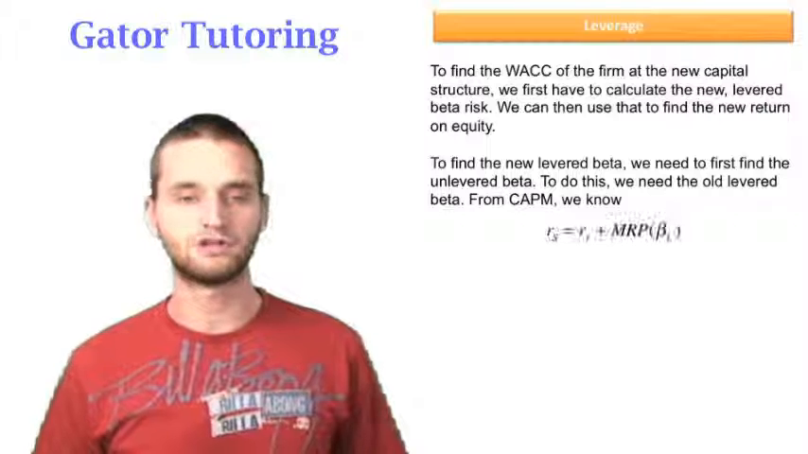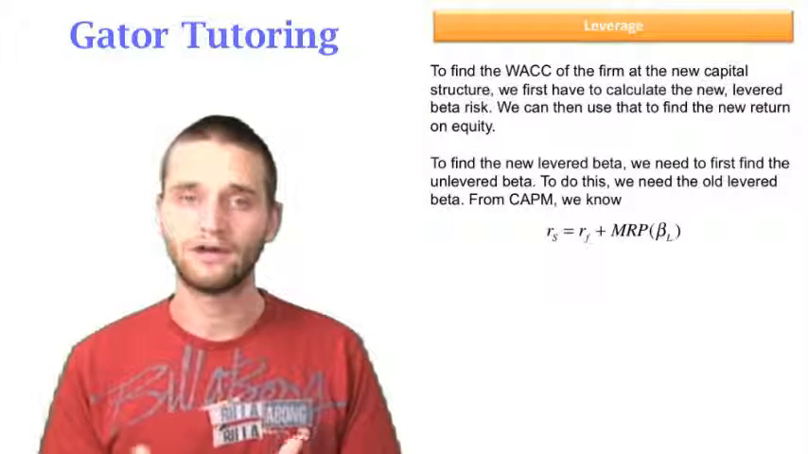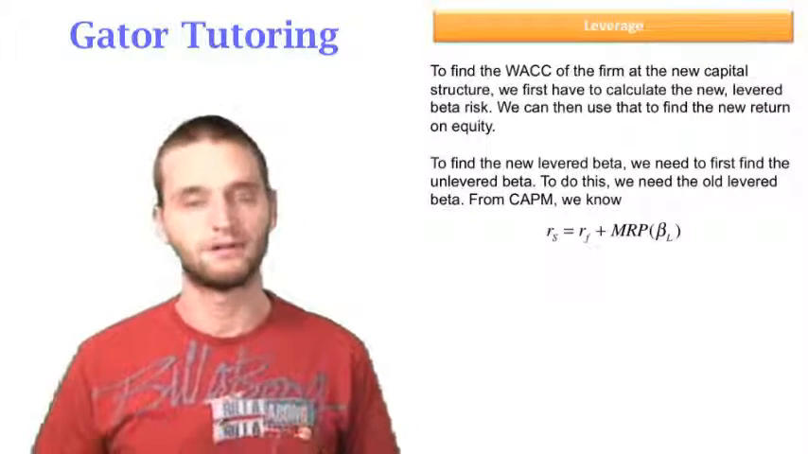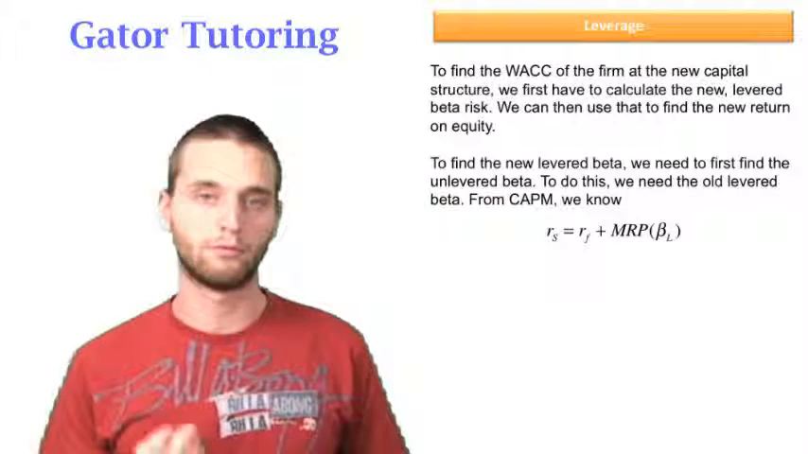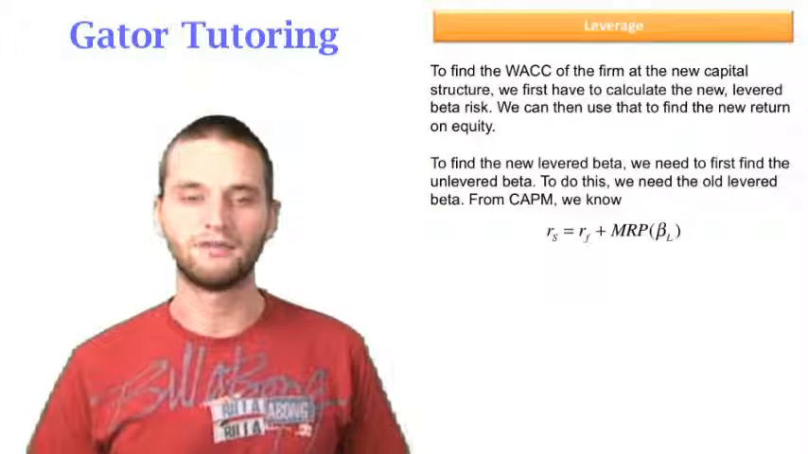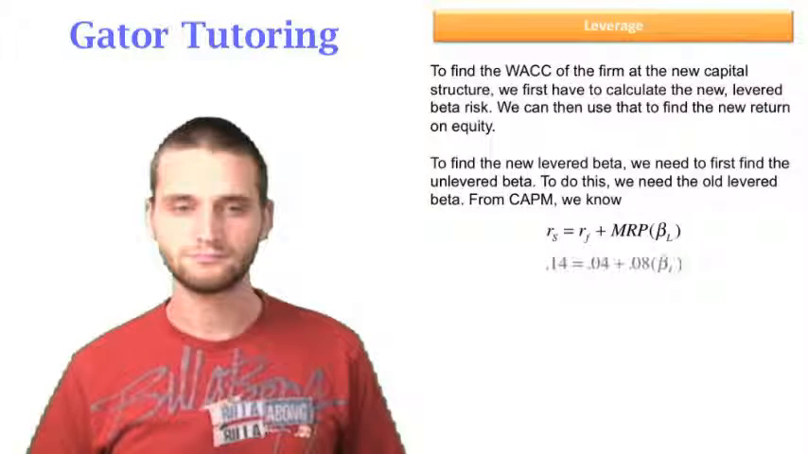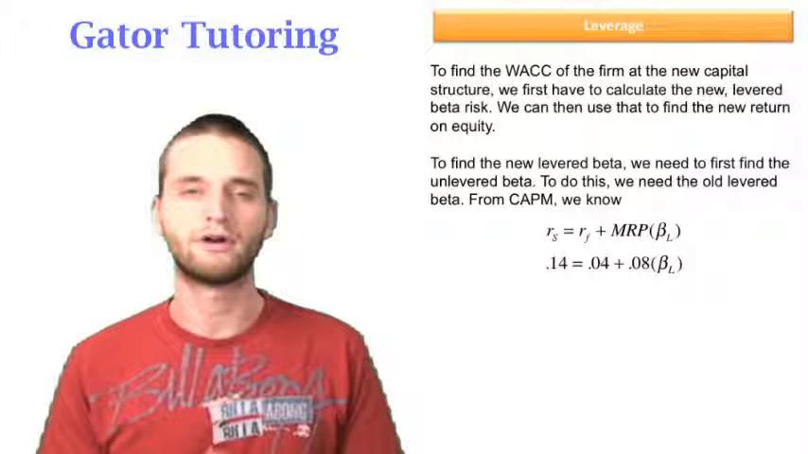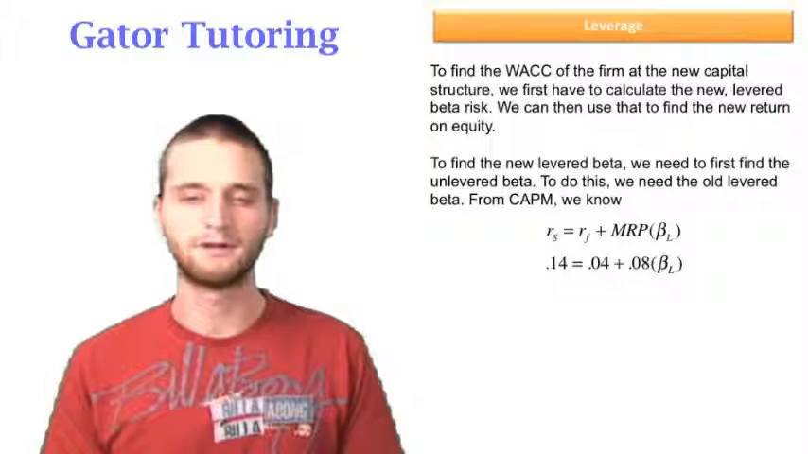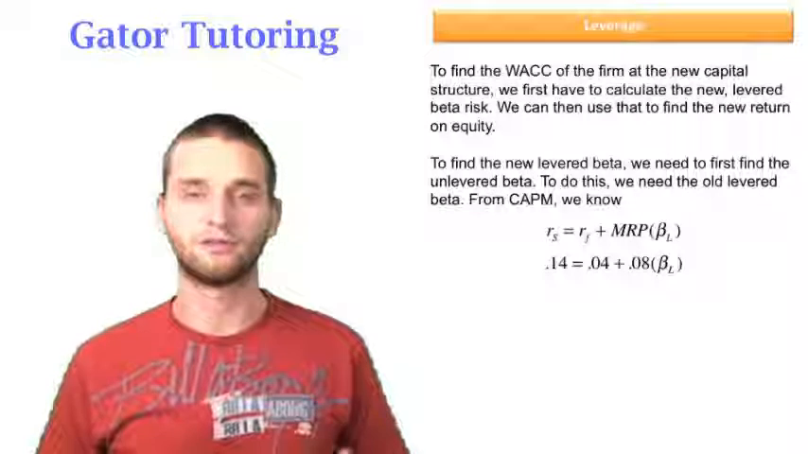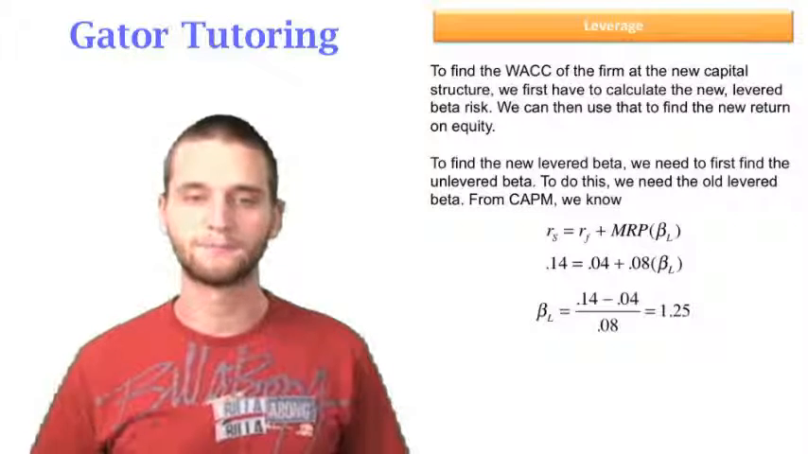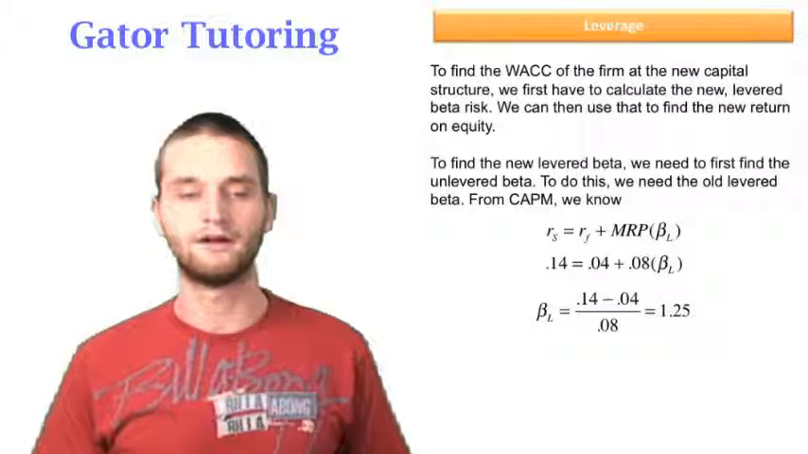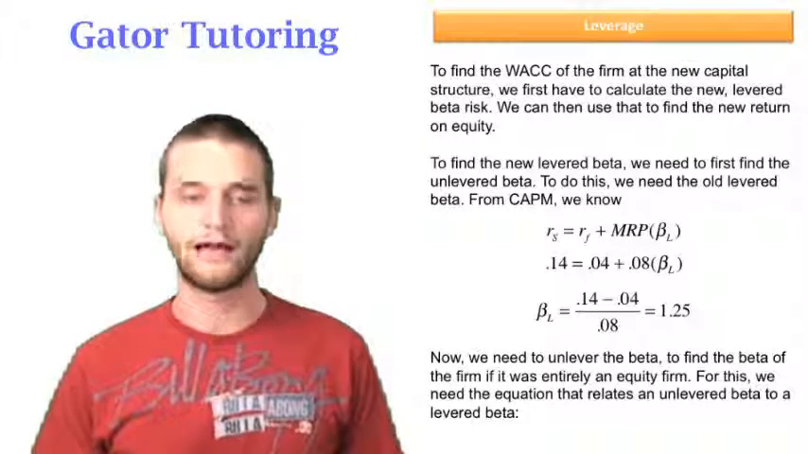From the CAPM equation, we know that the rate of return on stock, our cost of equity, equals the risk-free rate plus the market risk premium times the beta of our stock. And again, since we're starting out with a capital structure that has debt in it, the beta of the stock is levered, so we write B sub L. We plug in what we're given. The cost of equity is 14%, 0.14. The risk-free rate is 4%, 0.04. The market risk premium is 8%, 0.08. And we're solving for the original levered beta. So we move the 0.04 to the other side and divide by 0.08, and we get a beta of 1.25.